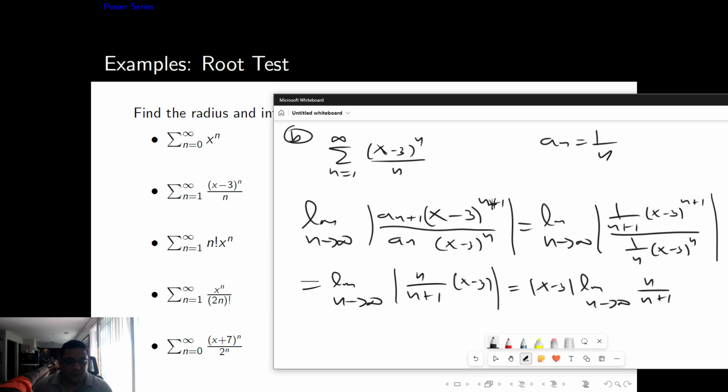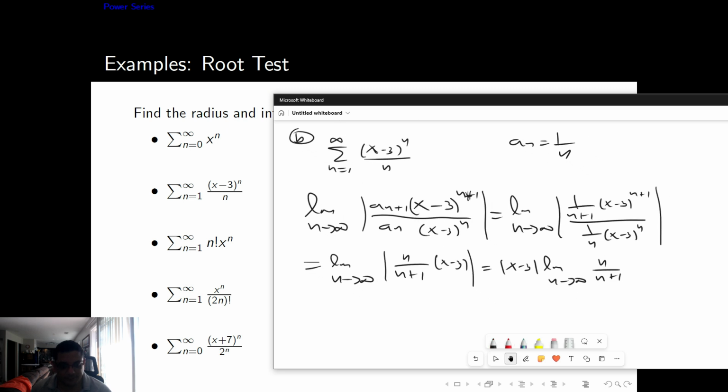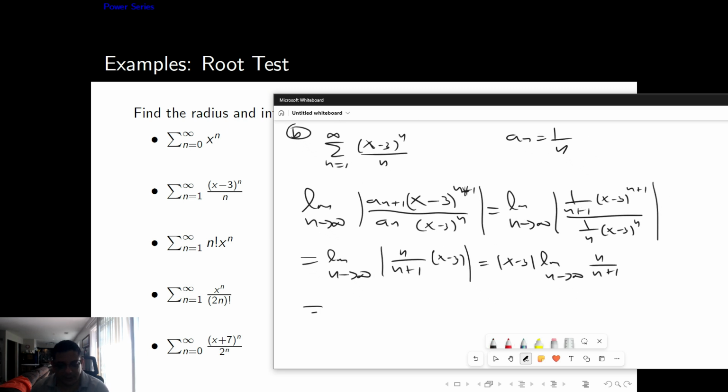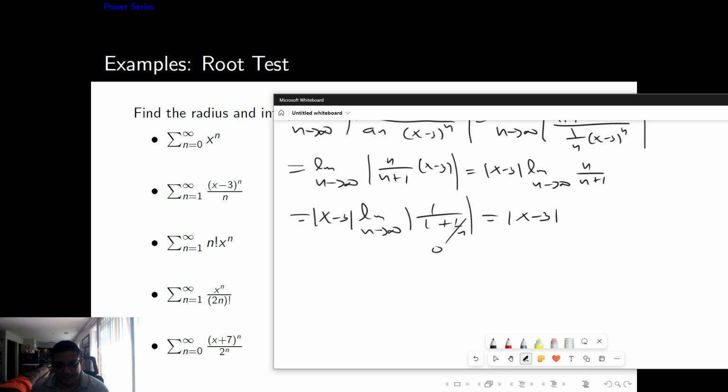Notice that this is an infinity over infinity limit, but you can factor out the n, and you're going to see that this is 1 over 1 plus 1 over n. And so this is x minus 3 times the limit as n goes to infinity of 1 over 1 plus 1 over n. This goes to 0 and this goes to 1. So this is simply the absolute value of x minus 3. Now to be convergent, we need x minus 3 to be less than 1 in absolute value, so the series converges.